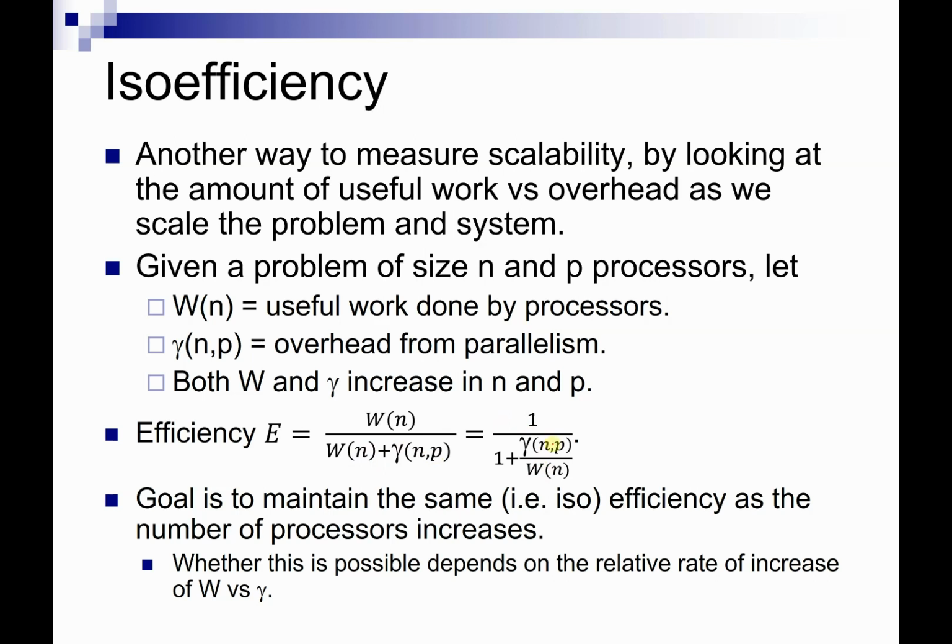Well, this overhead here is increasing as you increase the number of processors, but if we can increase W also, then perhaps we can keep this fraction the same. We can keep gamma divided by W the same as you increase P. If you increase W at the same time, then maybe you can keep this fraction the same, and if that happens, then we can maintain the same efficiency. So what we need to look at is the relative rate of increase of W versus gamma.